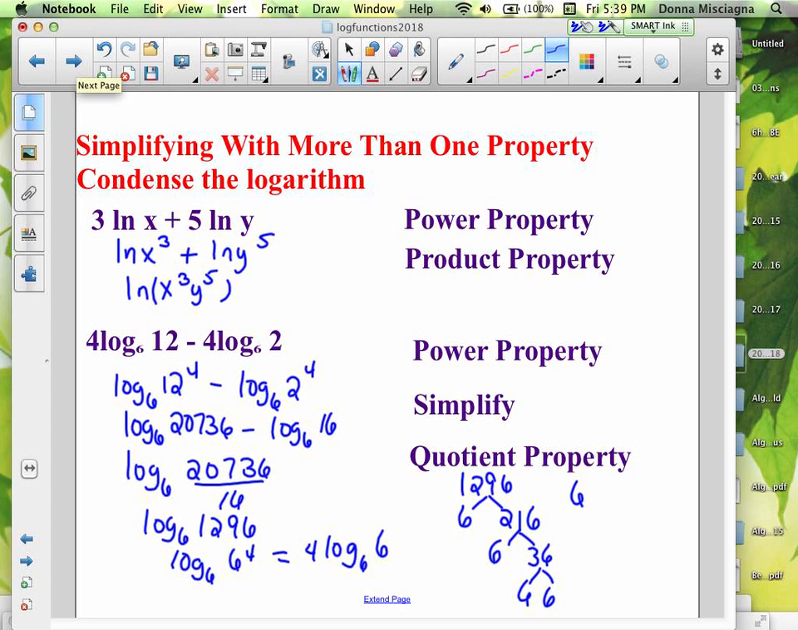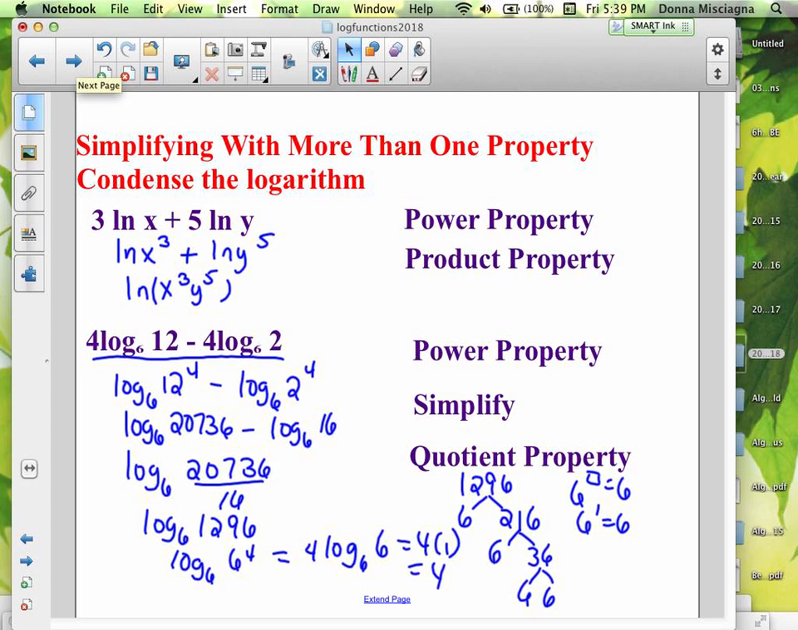So because 6 to what power is 6? Well, 6 to the first power is 6. So I could rewrite that as 1. That's just 4 times 1, and that's just 4. So this whole long thing, 4 log 6 of 12 minus 4 log 6 of 2, was 4. That's it.